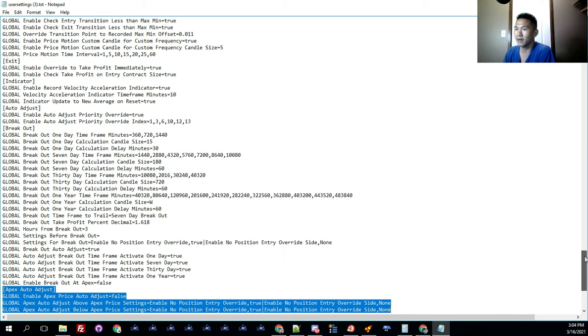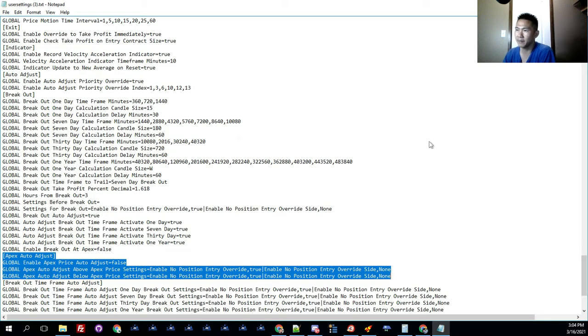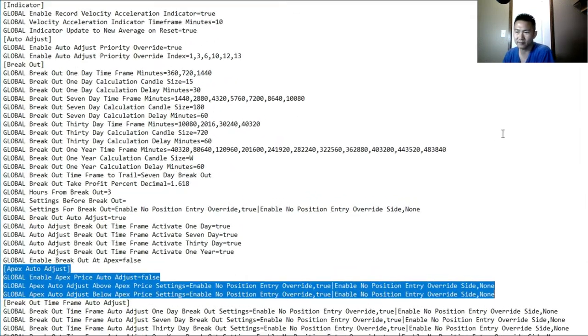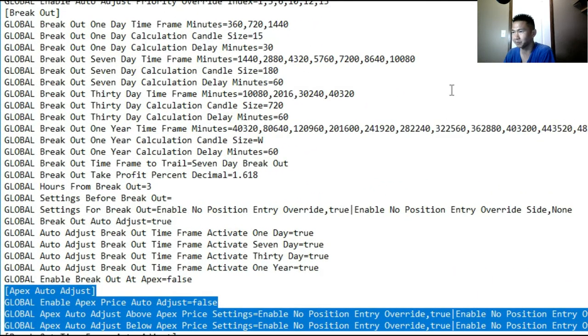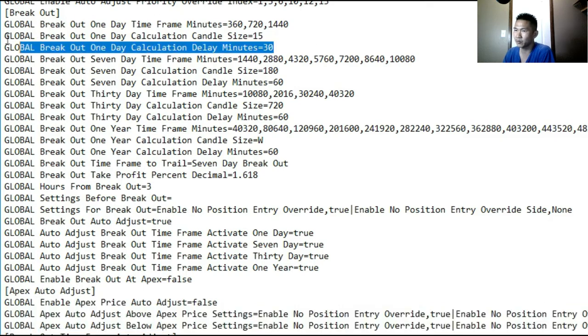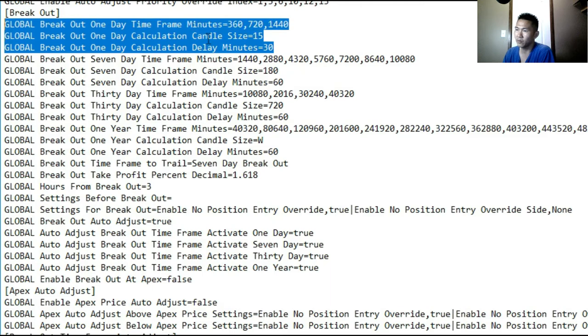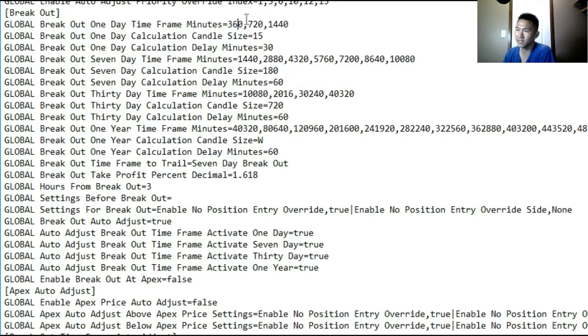Let's go ahead and talk about that in our text file. I'm going to set the premise here and explain a little of the basics, and then we'll show it to you in the chart and how that works. The 1 day breakout time frame: we're going to see if it's going to break out within the 1 day time frame. We have it set as 360, which is 6 hours, 720 minutes, which is 12 hours, and 1440 minutes, which is 1 day. We're going to use 15-minute candles to calculate it.